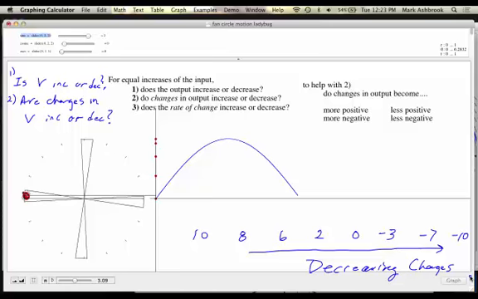Does it help? Does it make sense? Because the rate of change is decreasing, it's concave down the whole way.